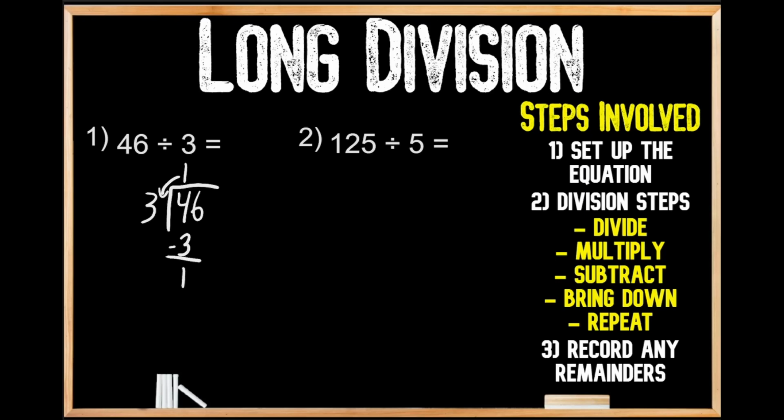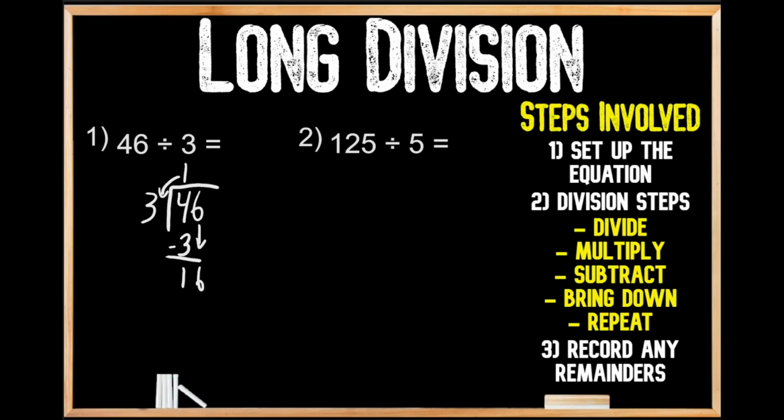And now we're going to move on to our next step, which is to bring down the next number to the right. Or we're going to bring down the 6 here, and we're going to show that using an arrow, giving us 16 for our next step, where we're going to repeat this process. But this time, we're not going to be dividing 6 by 3. We're going to be dividing 16 by 3.